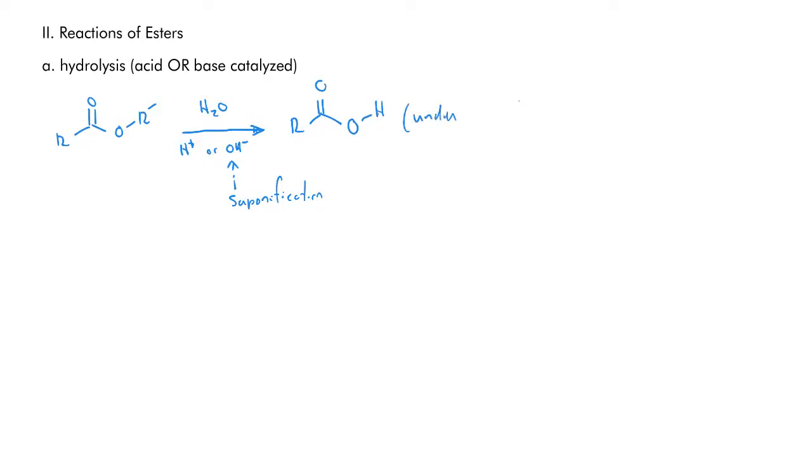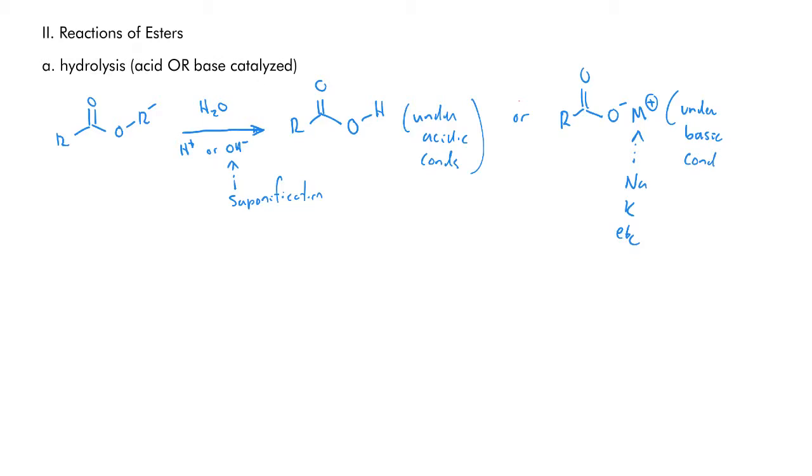So under acidic conditions, the hydrolysis of the ester gives the carboxylic acid. But under basic conditions, which we also call saponification, we get the carboxylate salt. And the metal counter ion is from whatever metal was in the base. So it could have been sodium hydroxide, potassium hydroxide, or whatever that metal happened to be. That would be the counter ion on that salt. And this carboxylate is under basic conditions. Again, that's called saponification.